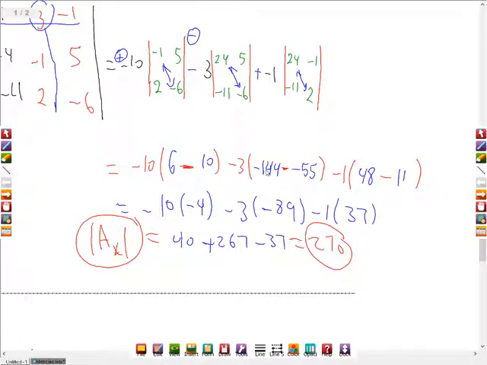Good. Minus the red: 5 times negative 11, negative 55. Negative 1, 48 minus 11. Good. Then you multiply. This I did for you. And this gives you 8270.